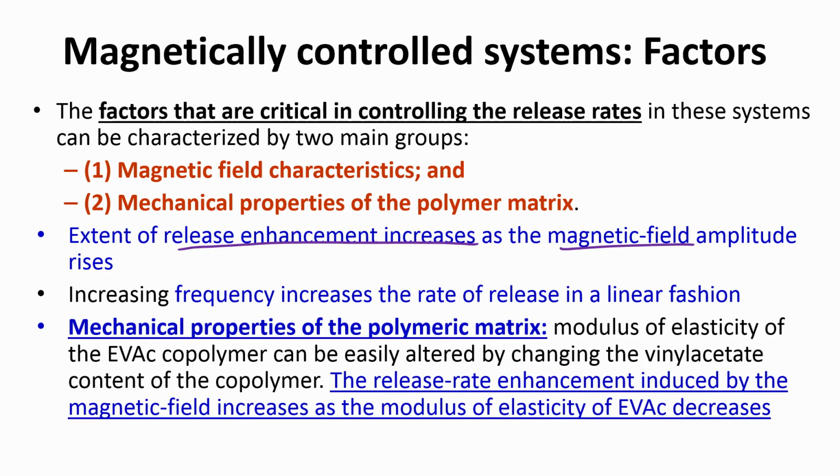And then the mechanical properties of the polymer matrix are also important. The modulus of elasticity can be easily altered for some of these polymers by changing the ratios of various copolymers that are being used, or the ratio that was initially used to form these matrices. The release rate enhancement will increase as the modulus of elasticity decreases. So, the softer it is, the more the release will be, which is again fairly obvious. The same amount of energy given to a soft system is going to disrupt it much more than a hard system.